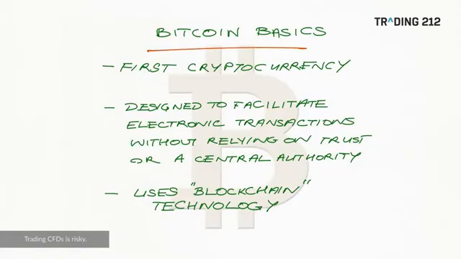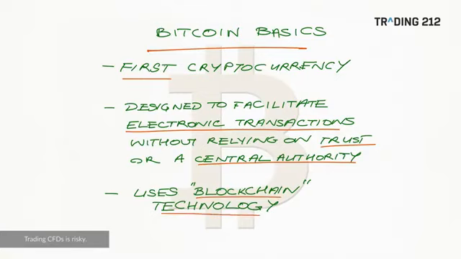And trying to explain a bit more about what they are and how they work, it's probably instructive to look at the proto-cryptocurrency, which is Bitcoin. So let's take a look at Bitcoin in a bit more detail now. So our Bitcoin basics. Bitcoin was the first cryptocurrency and it was designed to facilitate electronic transactions without relying on trust or a central authority. And at the heart of Bitcoin is a technology called blockchain technology. So let's run through what we mean by that.